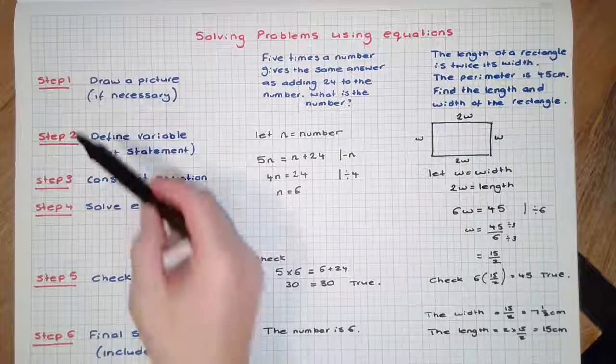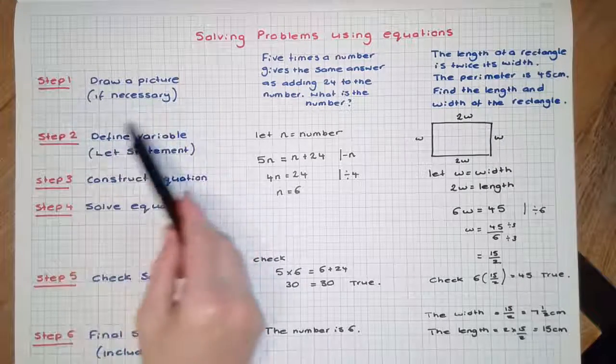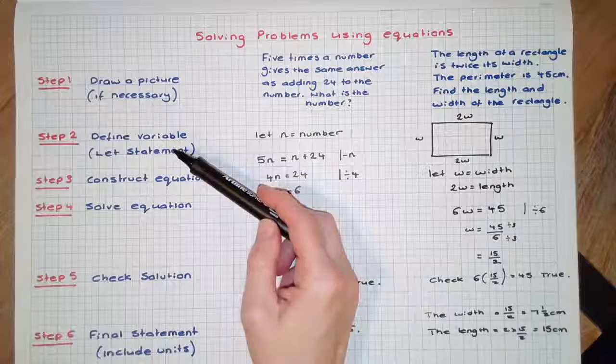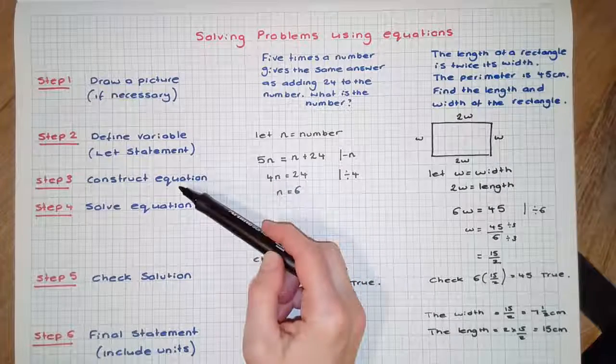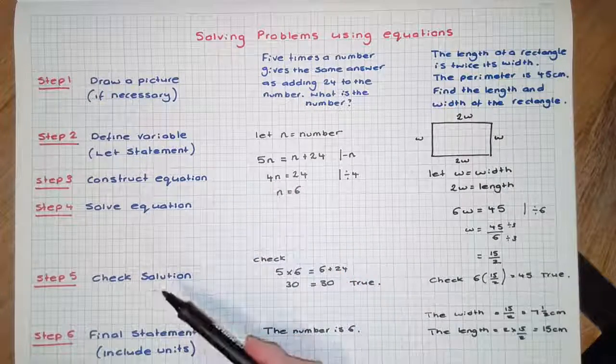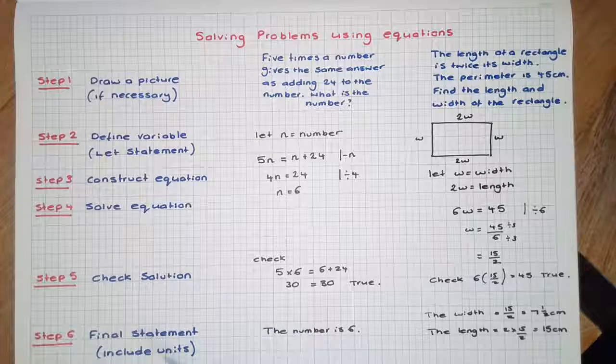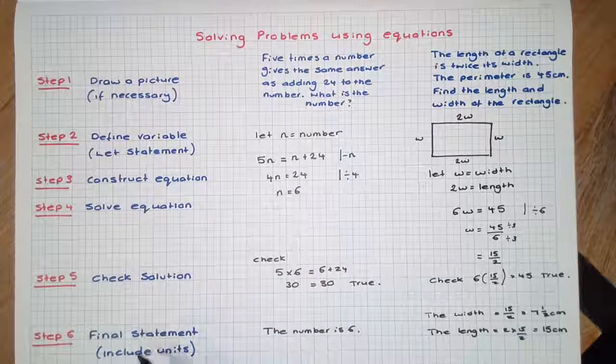So we've got 6 steps to follow. Sometimes step 1 isn't necessary. Then we define the variables using let statements, construct the equation and solve it, check our solution, and then write a final statement relating to the original problem.